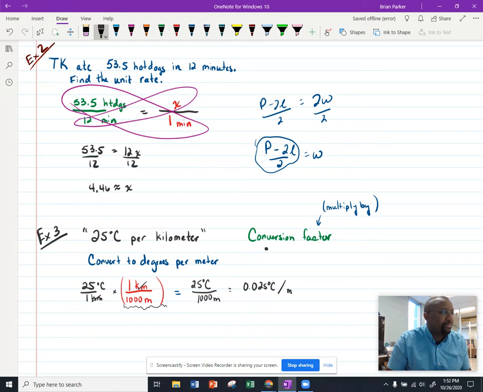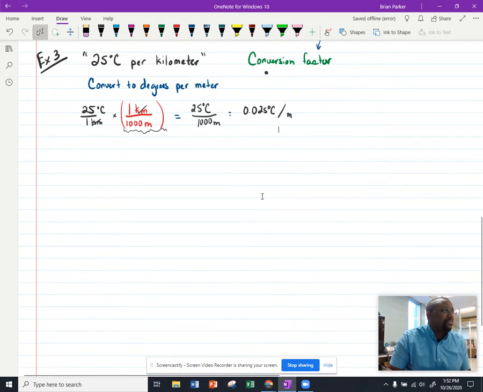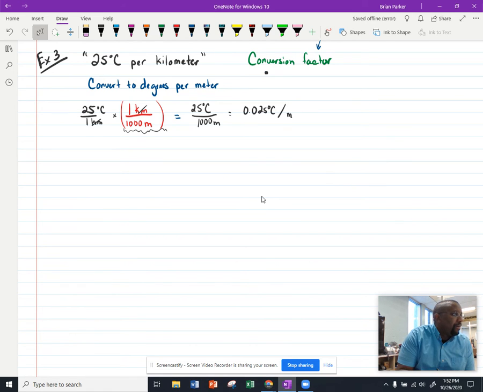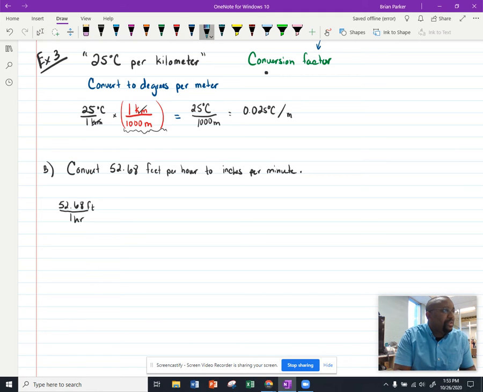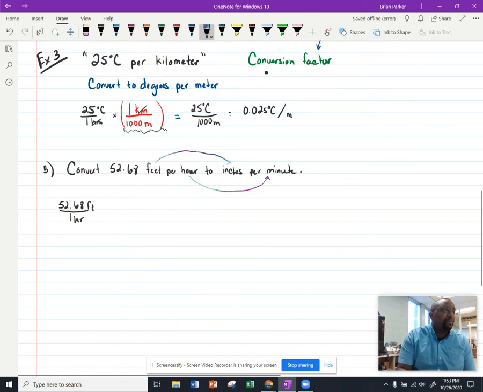I do have to give you a second example of a conversion though, because sometimes they ask you to do something even bigger. So for example, this is going to be example B of this. And so this time they're going to say, give me a second. There you go. So the question is, or the statement is, convert 52.68 feet per hour into inches per minute. So now we've got 2 things changing. The feet is changing to inches now, and the hours are changing to minutes now. And so we're going to have to switch this up as well.